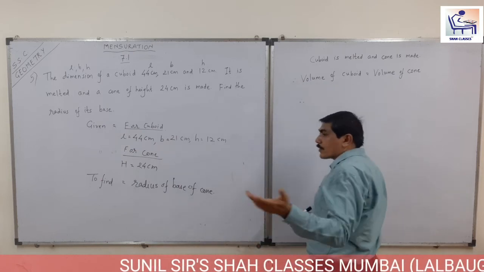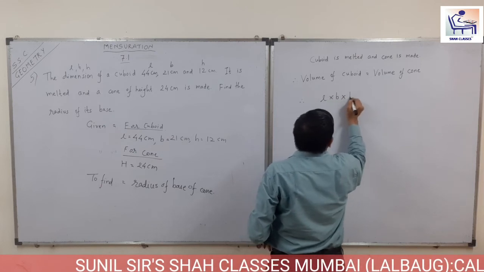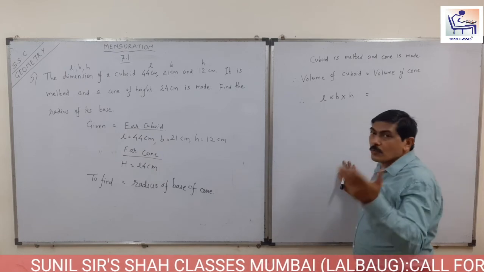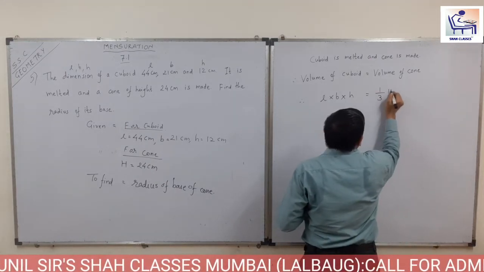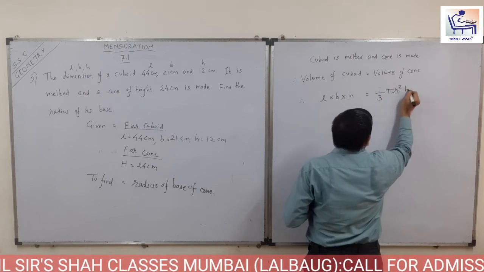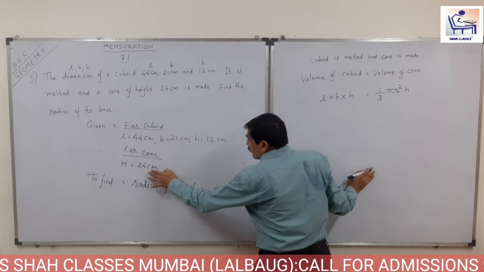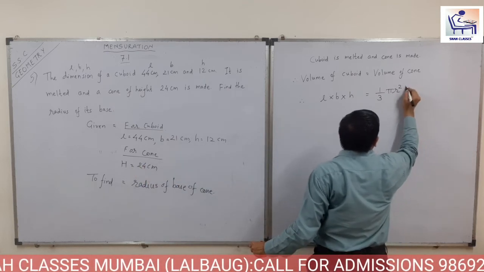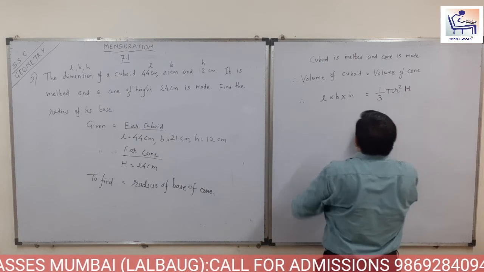Now you tell me, what is the volume of cuboid? Volume of cuboid formula: length into breadth into height. And what is the volume of cone? Already you have seen 1/3 pi r square h. Which h we will use here? We will use capital H. So I will write here capital H. Okay, purposely we want to separate it, that's why.